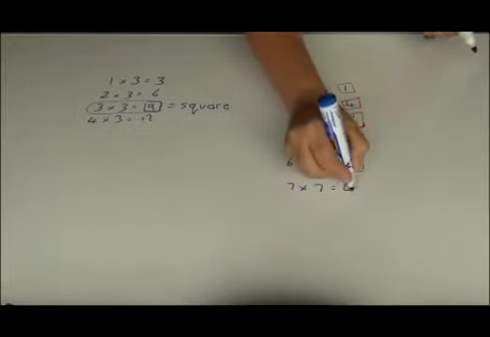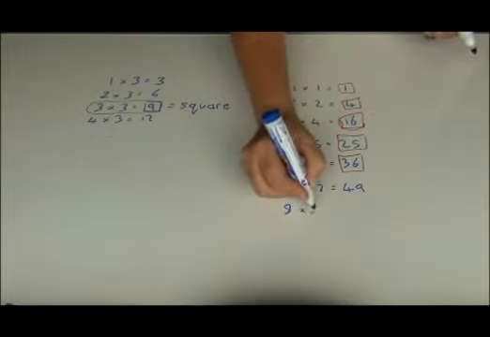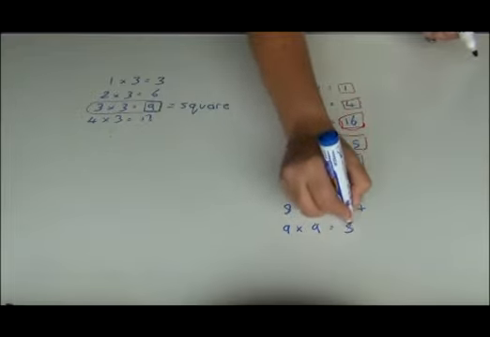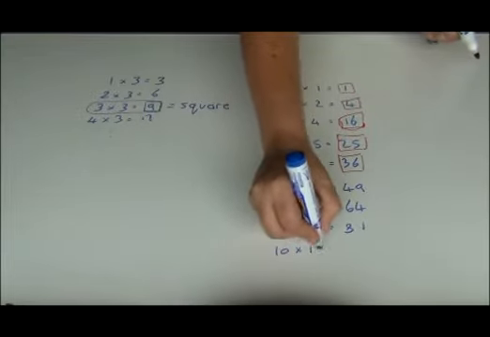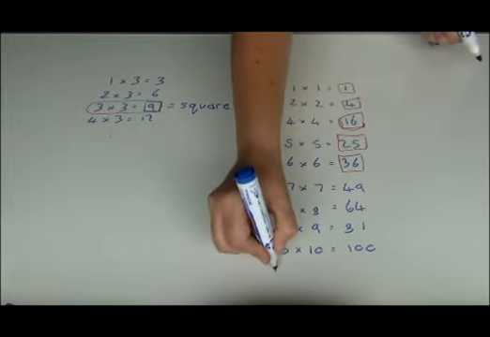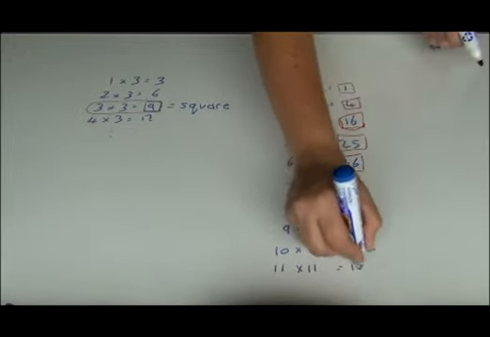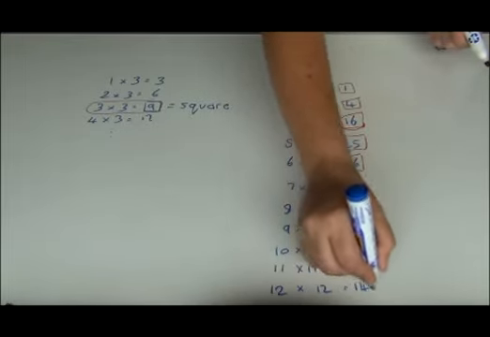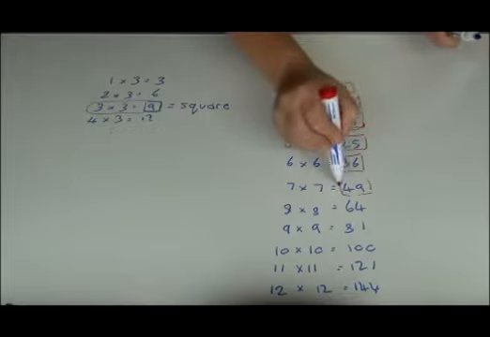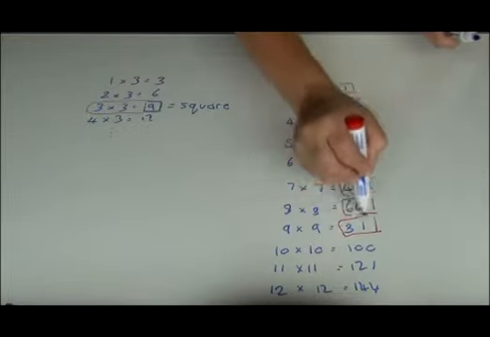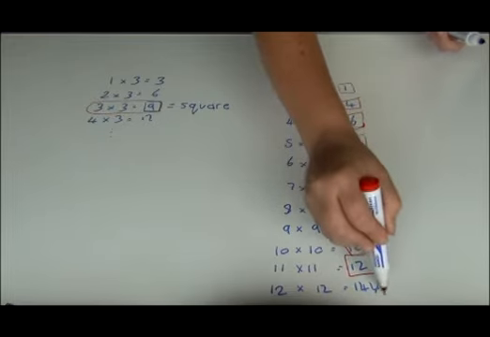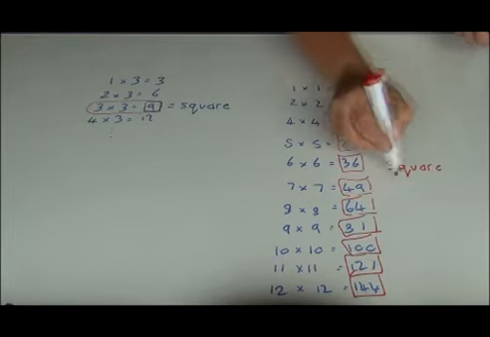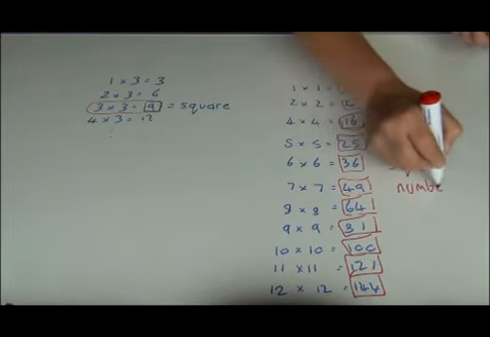7 times 7 is 49, 8 times 8 is 64, 9 times 9 is 81, 10 times 10 is 100, 11 times 11 is 121, and 12 times 12 is 144. So all of these answers that I've written here are all called square numbers. And it's spelled exactly the same as the shape. So those are your square numbers.